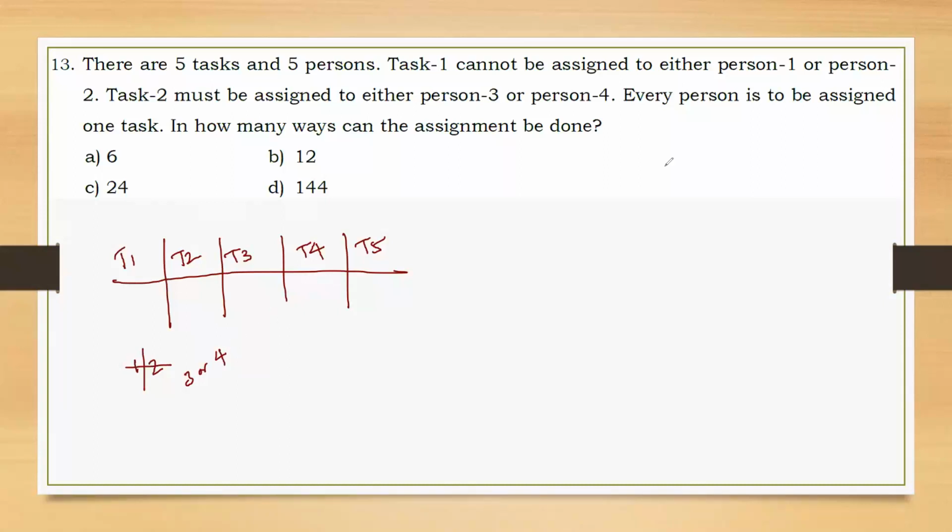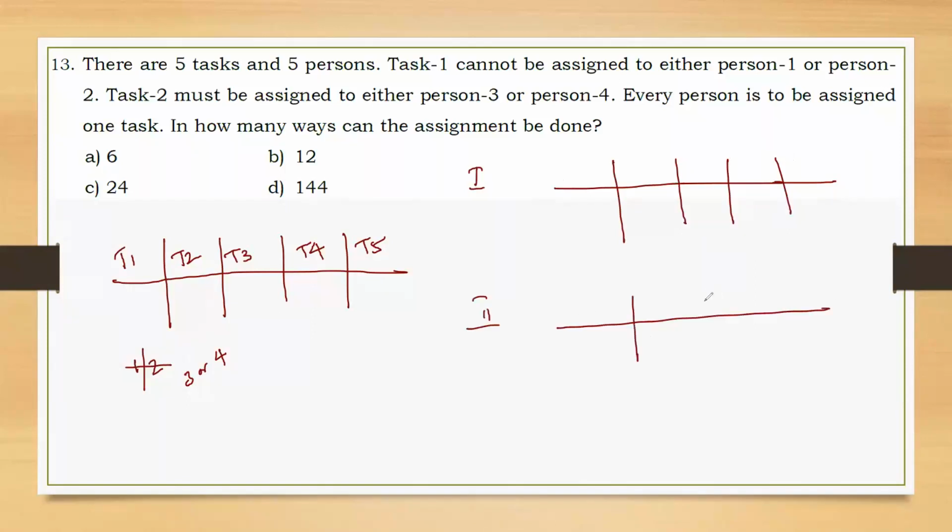So listen carefully. I'm taking 2 conditions. Suppose case 1, if task 2 is assigned to person 3, what will happen? Similarly, case 2, if task 2 is assigned to person 4. For example, we have the task 2 condition, then task 1, task 3, task 4, task 5. It's the same.